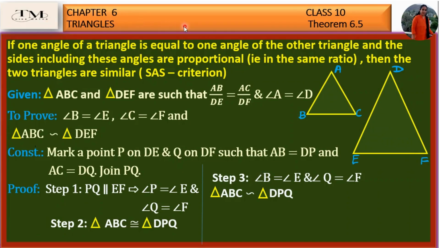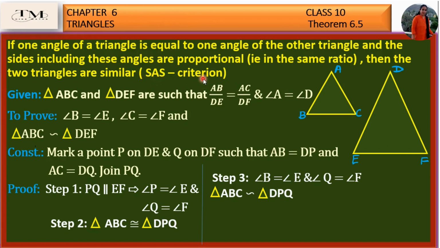Welcome to Think Maths. We are in class 10 Maths, chapter 6, triangles. In this session, we are going to discuss Theorem 6.5. What is that? If one angle of a triangle is equal to one angle of the other triangle and the sides including these angles are proportional, then the two triangles are similar. That is, two sides are proportional and an angle is equal. That is SAS, the side-angle-side criterion.